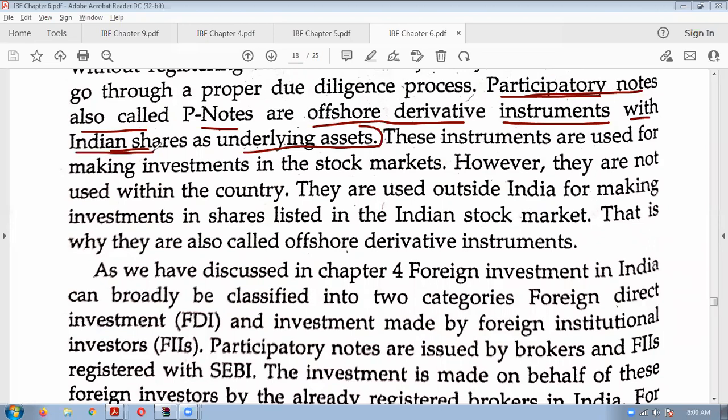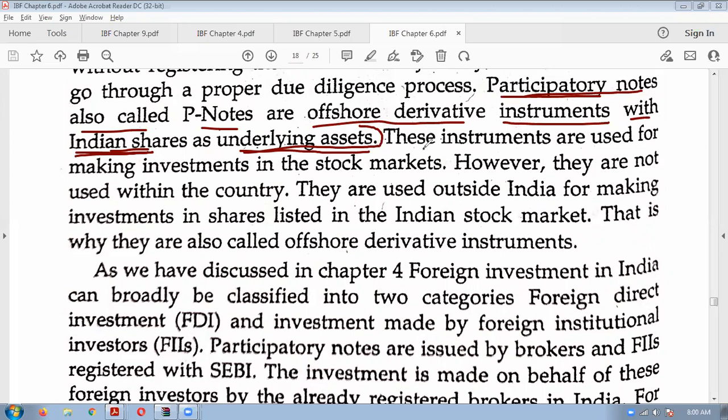This P note does not have its own value. A derivative contract means a contract or instrument which does not have its own value, but derives its value from some other thing. Such instruments or contracts are known as derivative contracts. So a P note is a derivative instrument. From what does it derive its value? It derives its value from the Indian shares. So for a P note, Indian shares are the underlying assets.